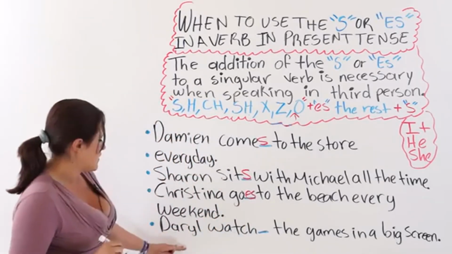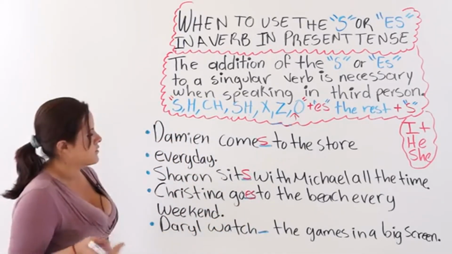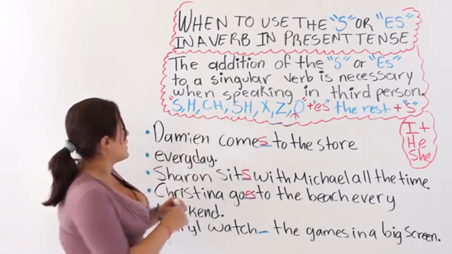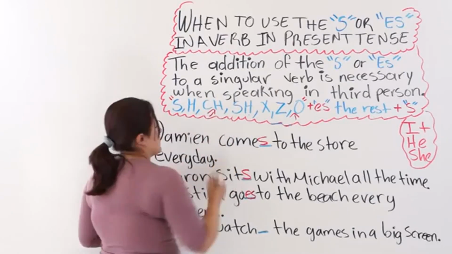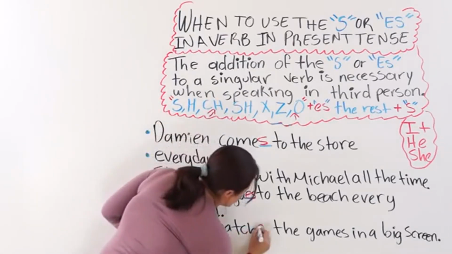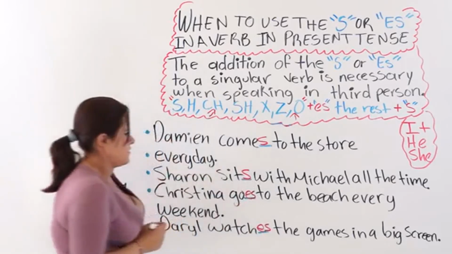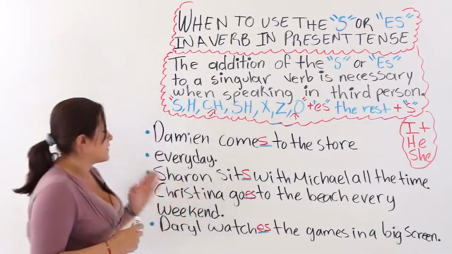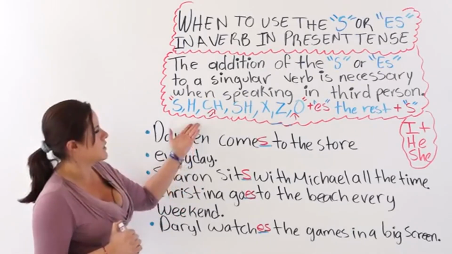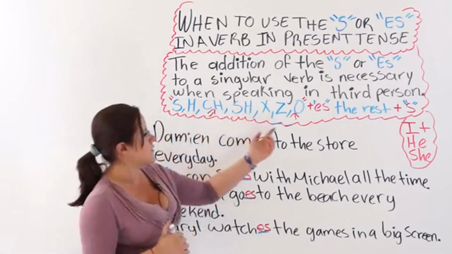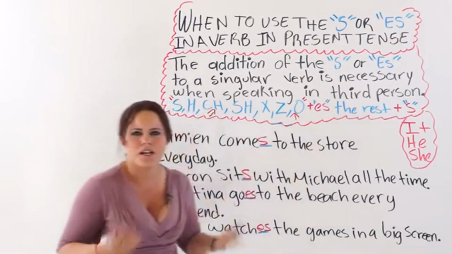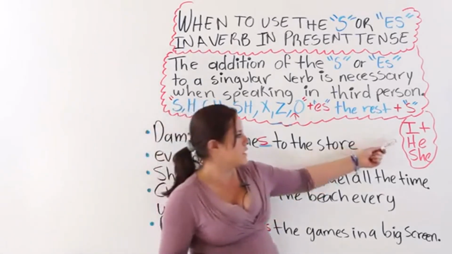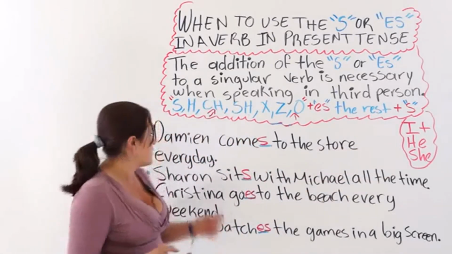And the last one says, Daryl watch the games in a big screen. Watch ends in ch. For this matter, we are going to use es. Alright, so this is how you do it. This is when you have to use an es, when it ends in one of these letters, and the rest you just add an s. Remember, only specifically when speaking in third person. It, he, and she.